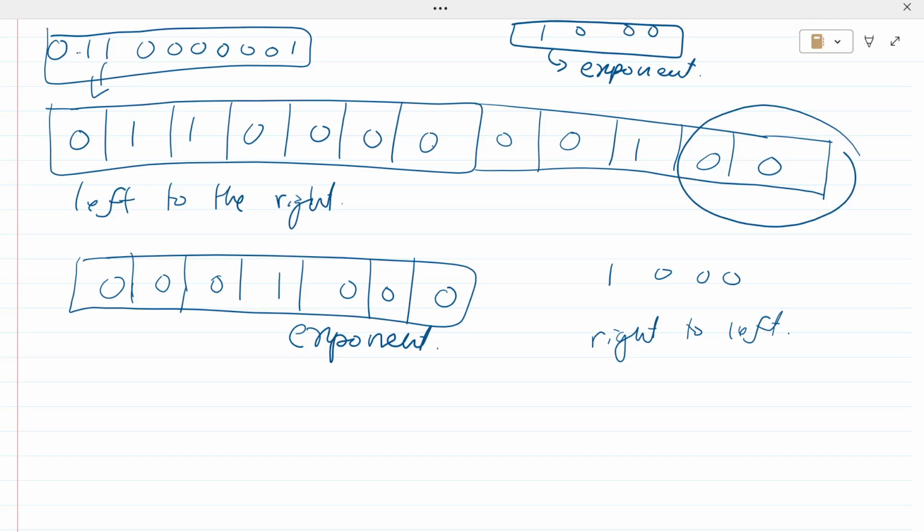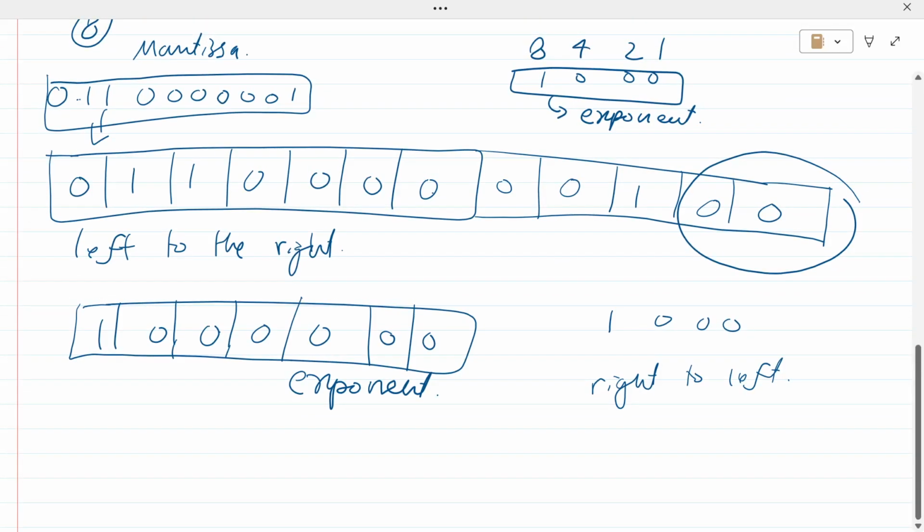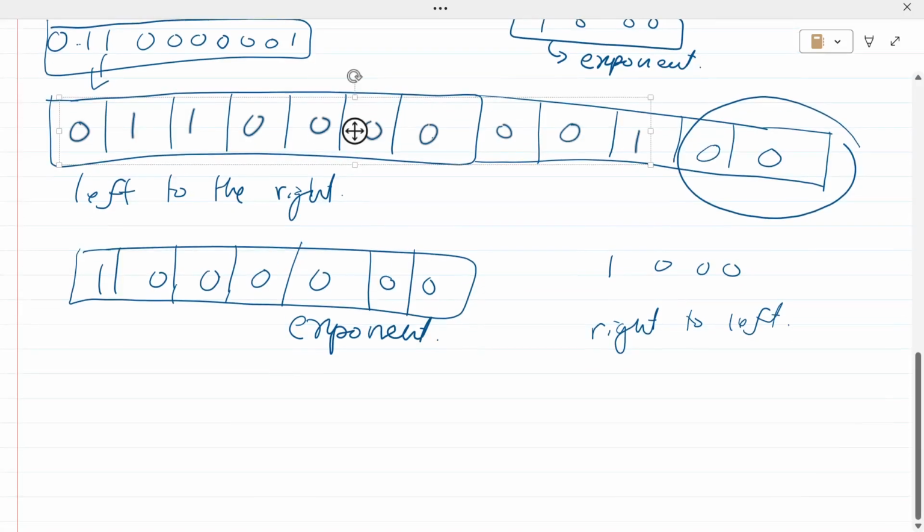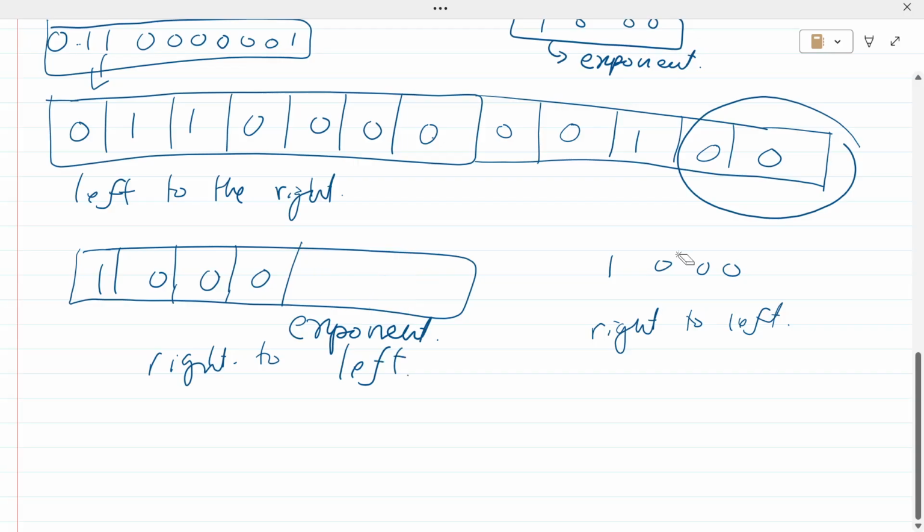Now if you still don't understand, let me show you what would have been wrong. 1 2 3 4 5 6 7. If I was to write it this way, 1 0 0 0 and then 0 0 0, that would have been gravely wrong. You're going to lose marks on that. So always remember to write the mantissa from left to right and the exponent from right to left, right? That is one important thing you should have. Okay? So this is how you're going to write it.